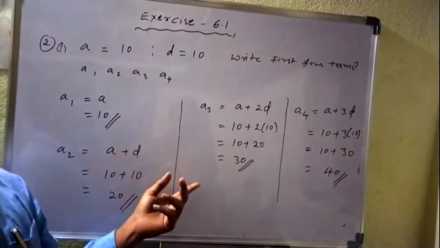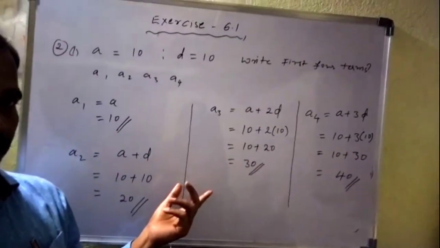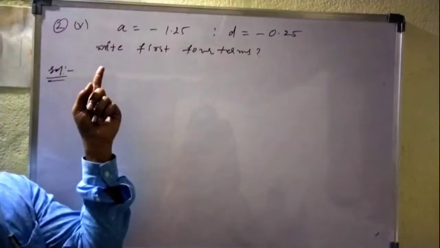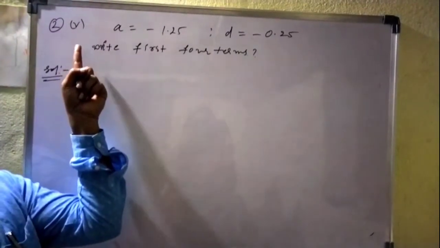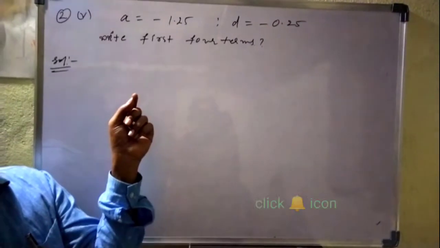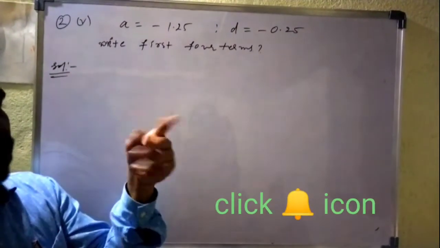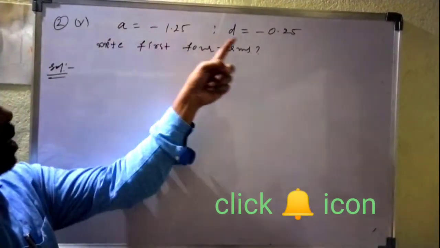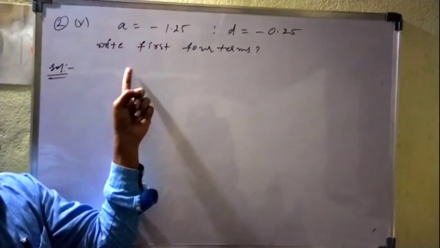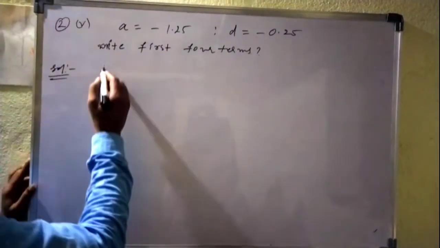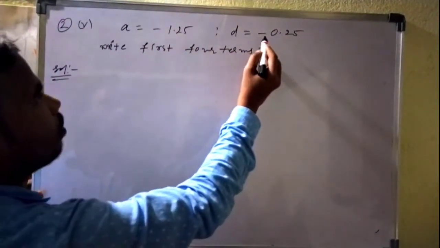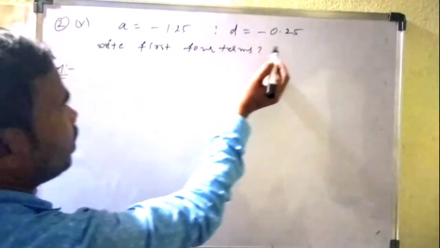Now one more problem we are discussing. Now the second bit, first one we discussed. Now the fifth one I will tell. The second, third, fourth problems are the same, so you can solve those. Here there is a decimal number and a negative sign, so that's why I will explain this question. Here A is equal to minus 1.25, D is equal to minus 0.25, it is given.